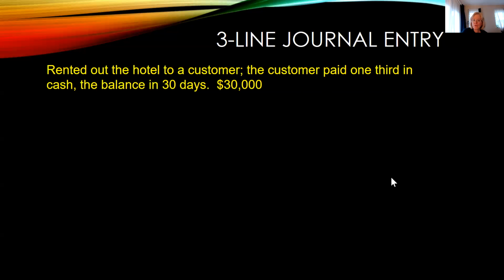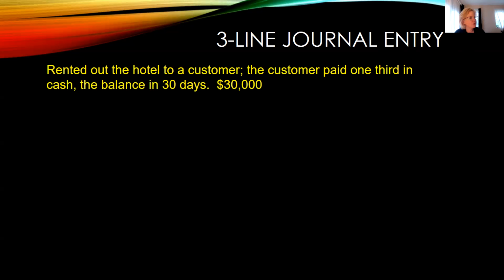Okay, so a couple of journal entries that were a little more challenging. I wanted to go over them with you. And rented out the hotel to a customer. The customer paid 1/3 in cash, the balance in 30 days. So give me a quick journal entry, or you can take yourself off mute. What is the answer to this question? What are the accounts involved in this question? So put it in the chat real quick.